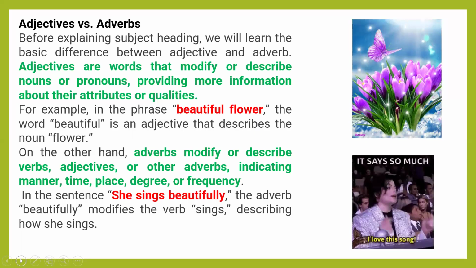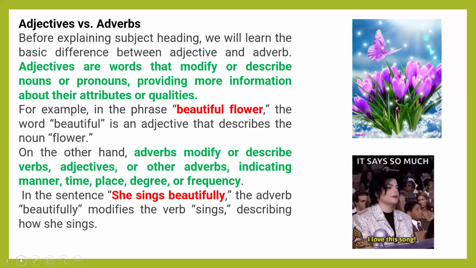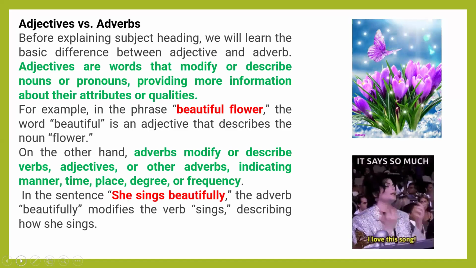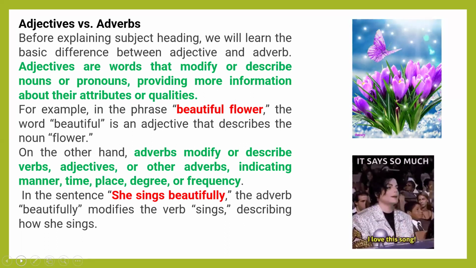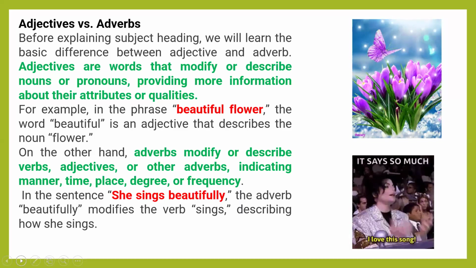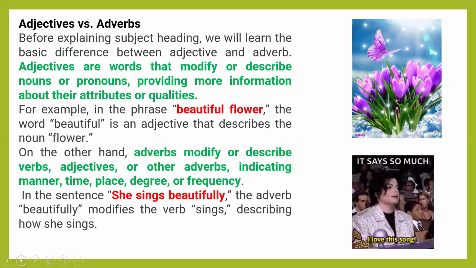Adjectives versus adverbs. Adjectives are words that modify or describe nouns or pronouns. They describe more about nouns or pronouns, providing more information about their attributes, about their qualities. For example, in the phrase beautiful flower, the word beautiful is an adjective that describes the noun flower.